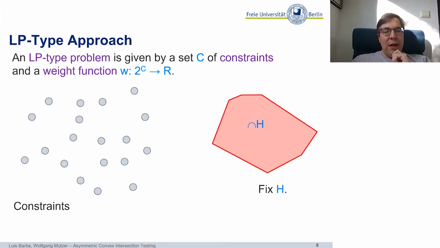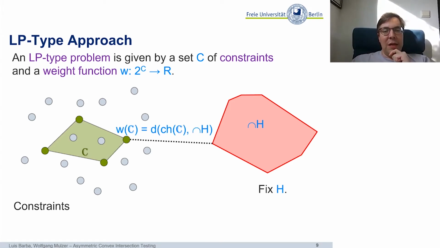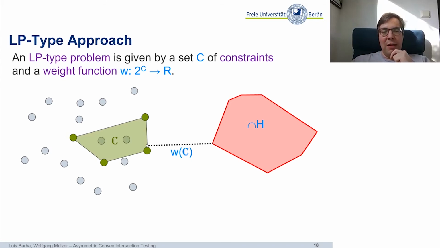And we define a weight for every subset of constraints by just looking at the convex hull of the subset of points. We compute the convex hull, and we compute the distance between this convex hull and the intersection of the half spaces. That just gives some weight like this. This distance can be defined by just one point of the subset, but in general it doesn't have to be the case. It might also be that it's defined by a face of the convex hull.